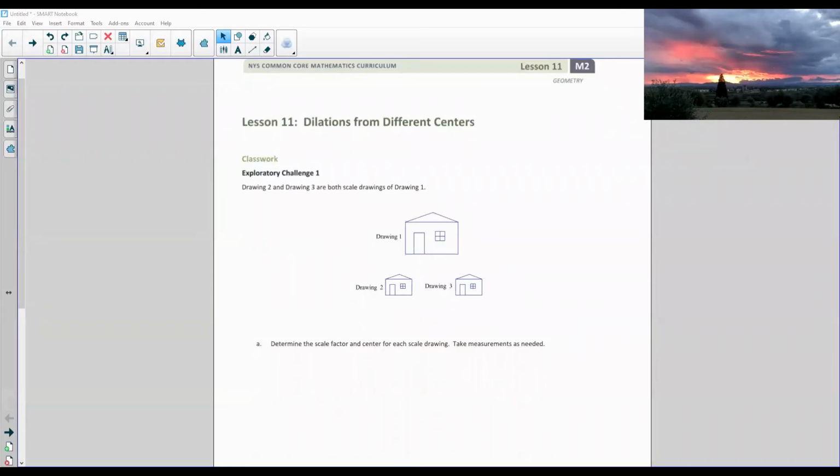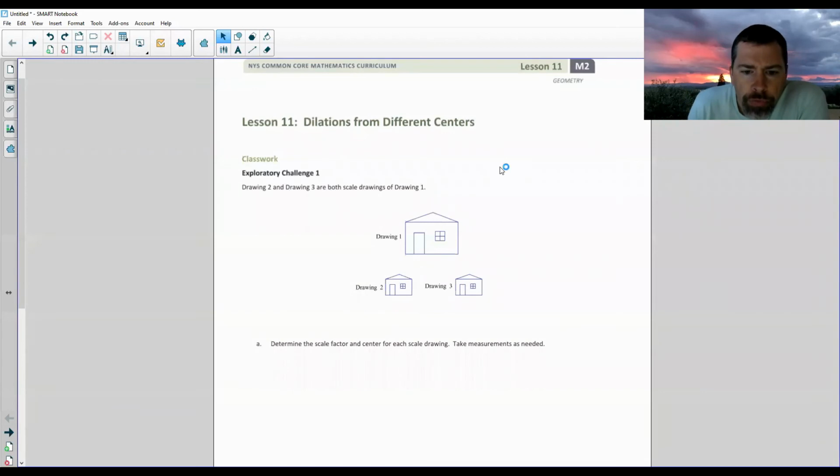Okay, audio check, video check. Okay, so here's lesson 11, dilations from different centers. So we have in this diagram a big house and two small houses, drawing 1, drawing 2, and drawing 3. It says drawing 2 and drawing 3 are both scale drawings of drawing 1. Okay, so A says to determine the scale factor and center for each scale drawing.